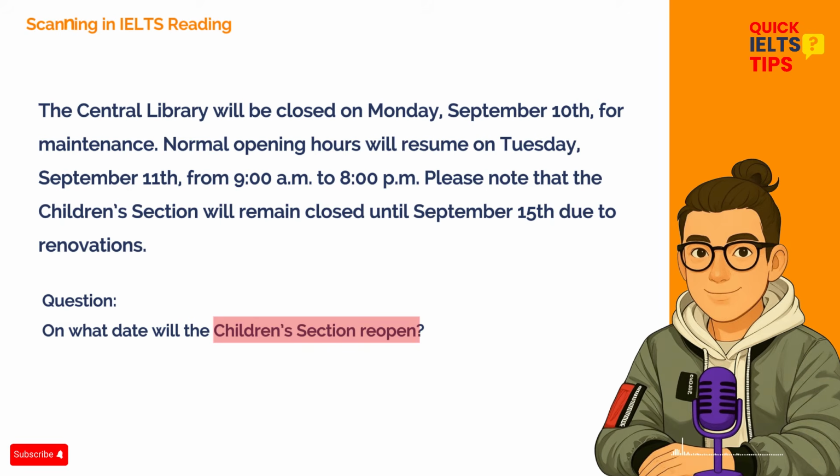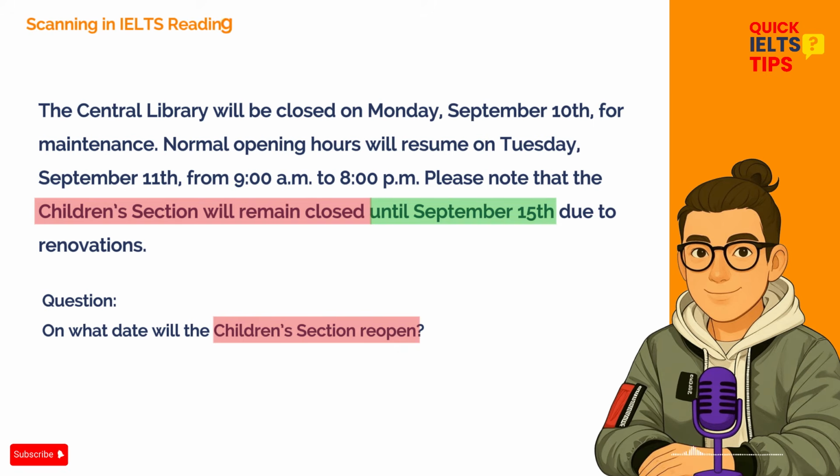So right away, I focus on the keywords: children's section and reopen. I don't need to read the whole passage. I just let my eyes move quickly down the text, scanning for the words children's section. Once I see it, I stop. It says, the children's section will remain closed until September 15th.